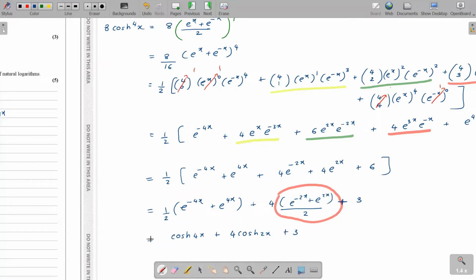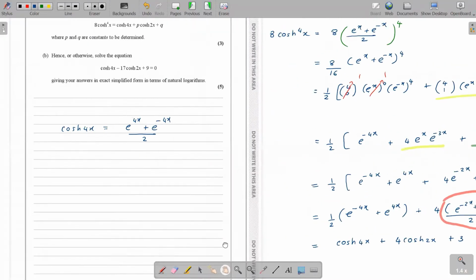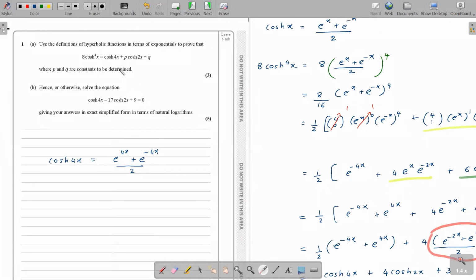Okay, so this is the answer. And then the P and Q values are 4 and 3. Is this clear? Okay, then we'll move to the next part. They say "hence or otherwise." Basically, going with "hence" is easier. Hence means using the help of the above part.